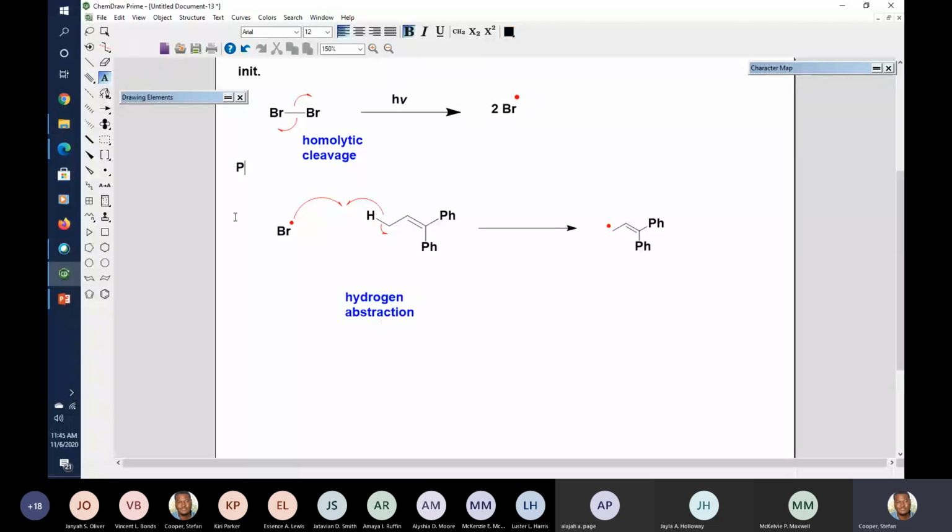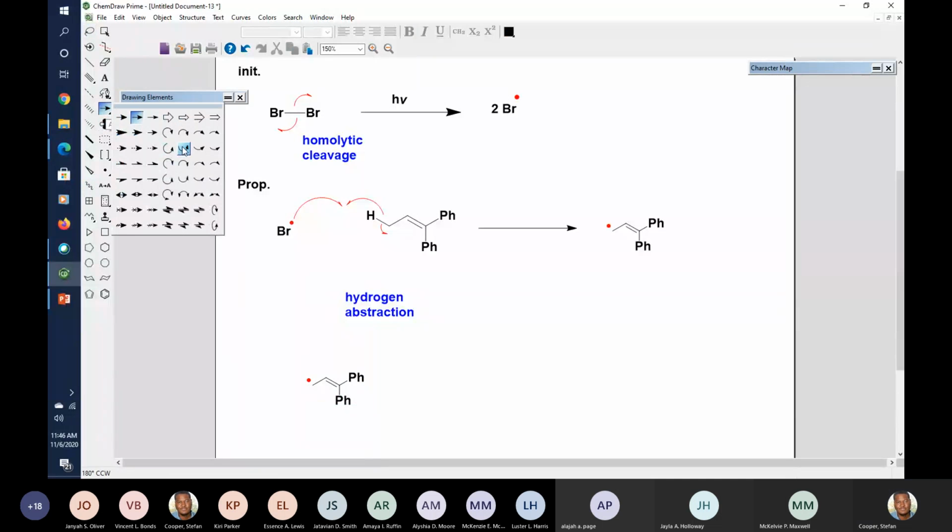Right? Because I start with a radical and I end with a radical here. So this is my propagation step. All right, the next step that has to happen here is an allylic shift, and that's just a resonance type of thing.